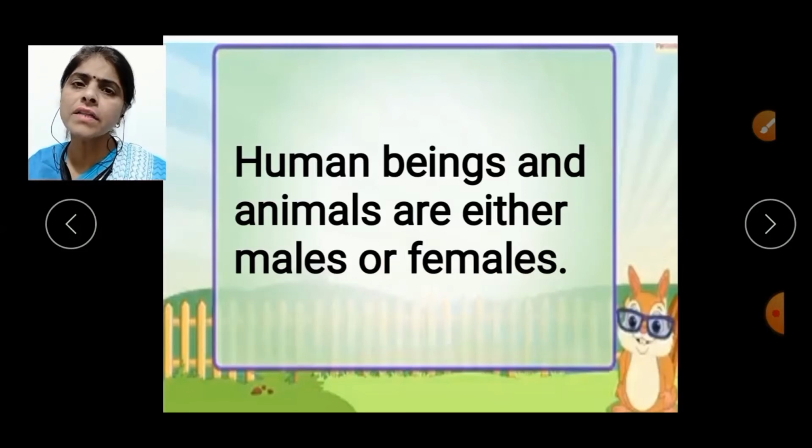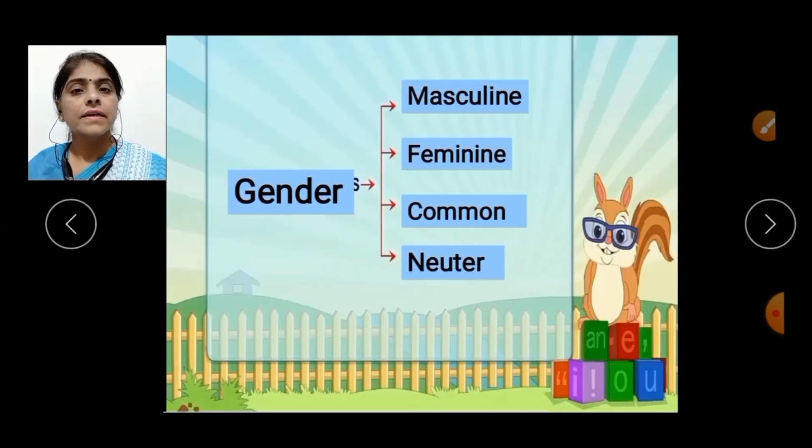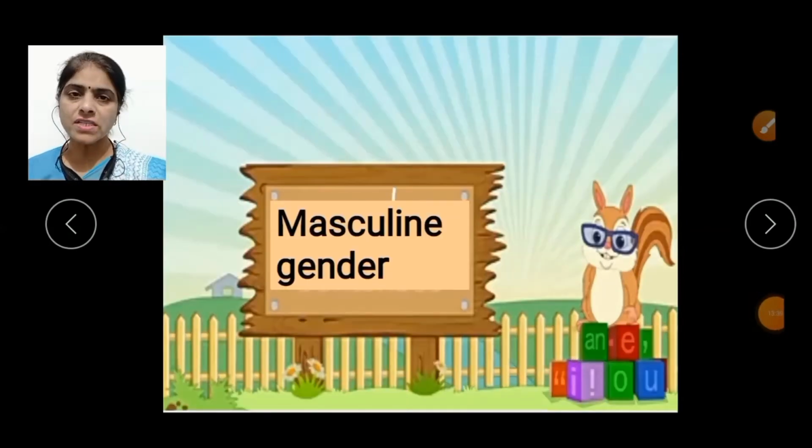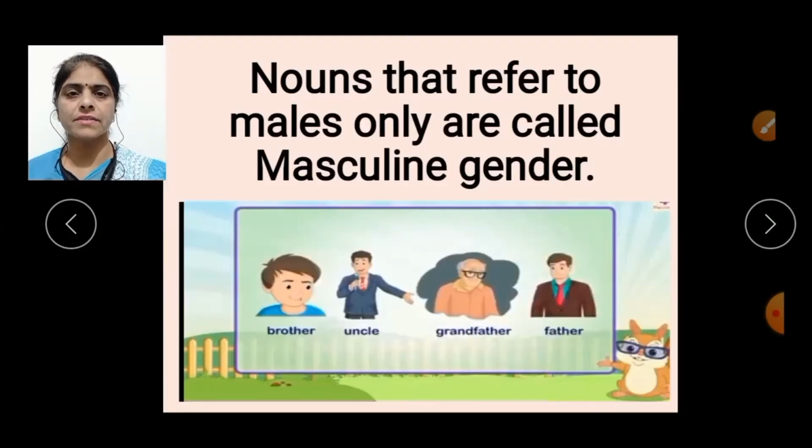Now what are these genders called? To know this, let's have the kinds of genders. There are 4 kinds of gender: masculine gender, feminine gender, common gender and neuter gender. To understand them, let's have each separately. The first gender is masculine gender. What are masculine gender? Let's see on the next slide.